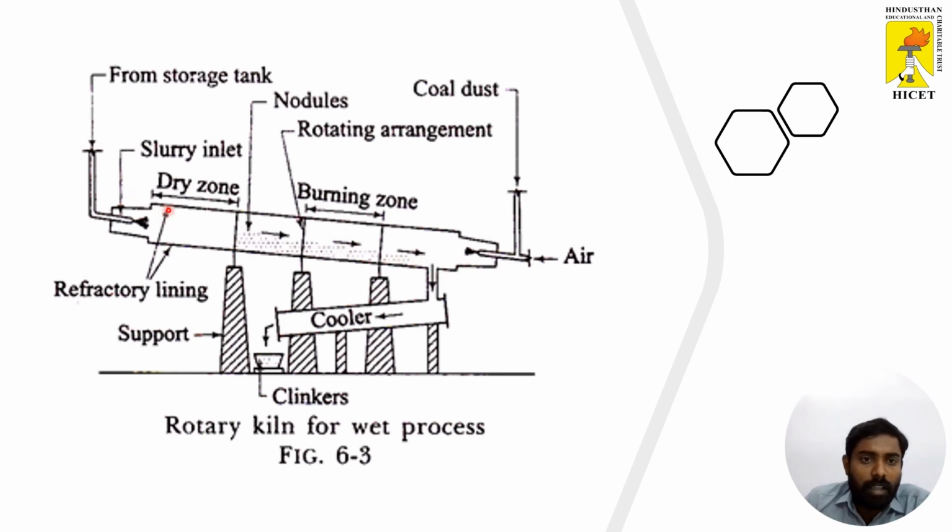In these cases, the inner surface has a refractory lining that is made up of bricks, and from the storage tank this slurry is inlet into the drying zone, and the noodles are formed here, in the burning zone up to 1000 degrees Celsius. And in the final stage, the clinker is formed at 1500 to 1700 degrees Celsius, and here the air is admitted, and that air cools the clinker, and then it is moved to the cooler, and we can collect the clinkers in a trolley or any other container. And this is the flow chart for the clinkers.